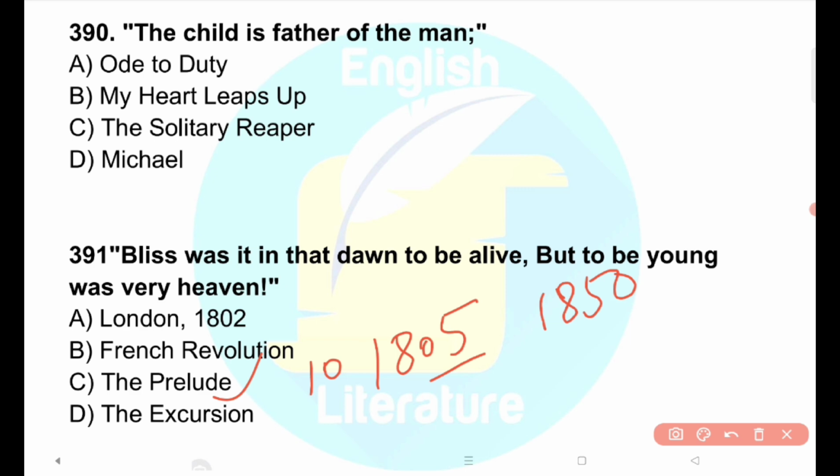London, 1802. The poem is a sonnet addressed to Milton, lamenting the decline of English values. French Revolution. The line is about the revolution, but it is from The Prelude. The Excursion, nine books. The long philosophical poem does not contain this line.